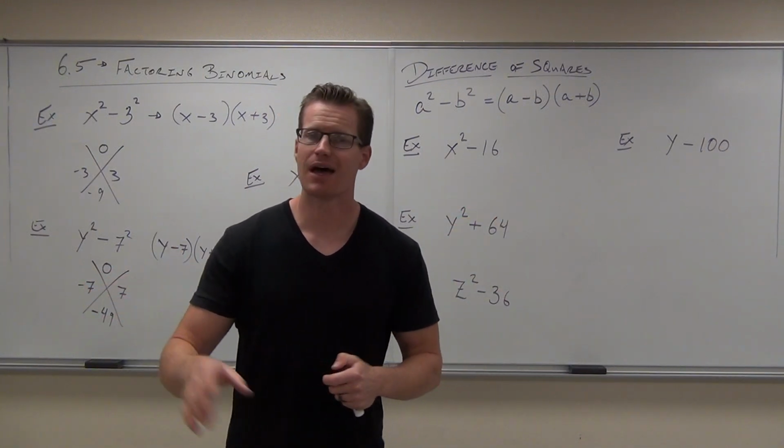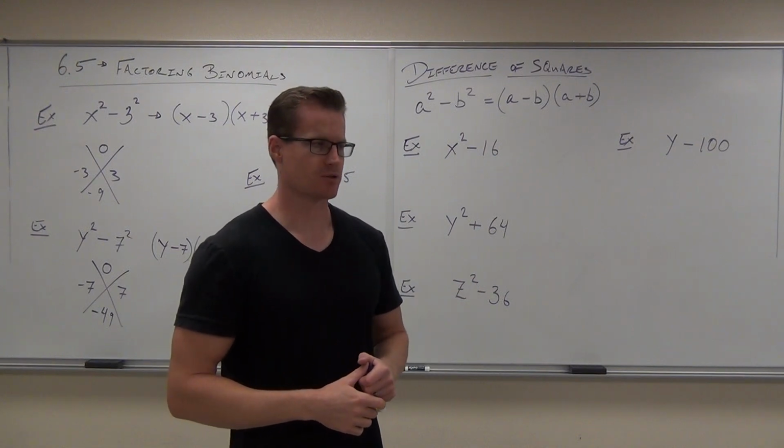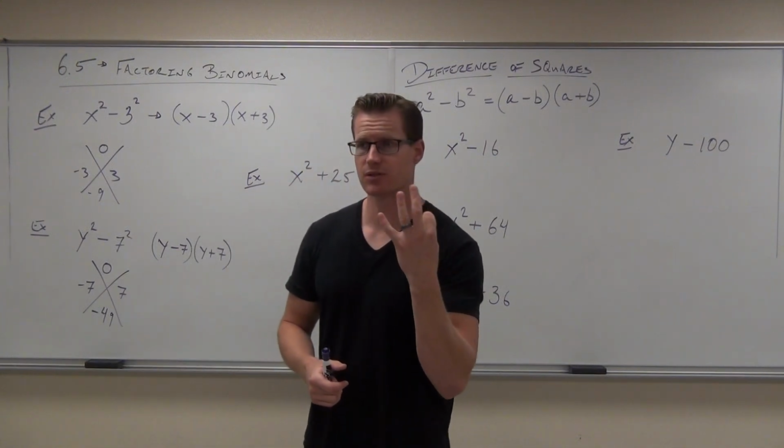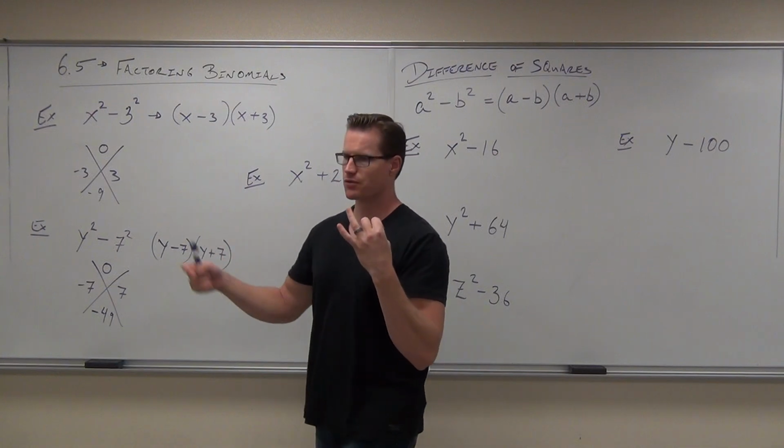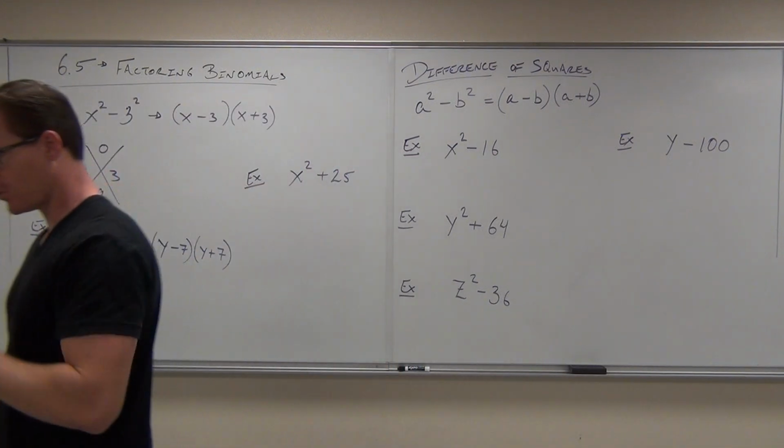After that, then count terms. If it's four terms, grouping. Three terms, diamond, so that you can do grouping. If it's two terms, check for a difference of squares first. That's what I want.